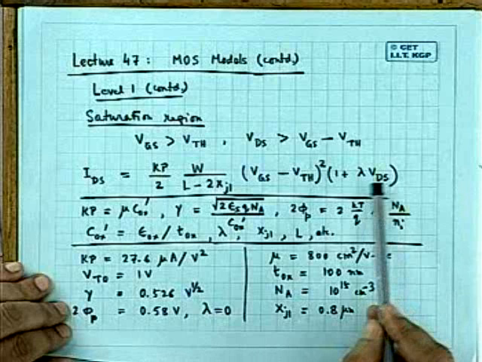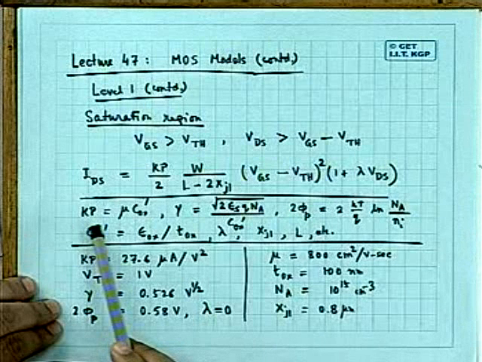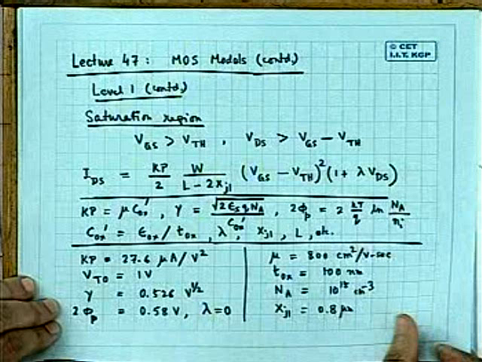And I said that ultimately level 1 has got so many parameters like Kp, gamma, 2 phi p or phi p, Cox dash, per unit area capacitance, lambda is that channel length modulation parameter, xj1 and L are geometrical parameters. And I mentioned the typical values, something like this, and I requested you to develop this model. Okay?